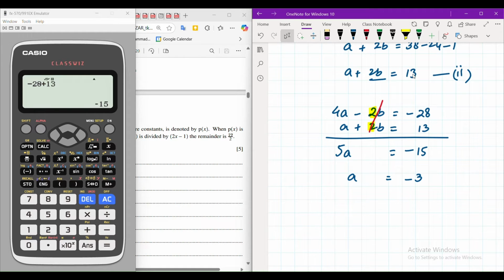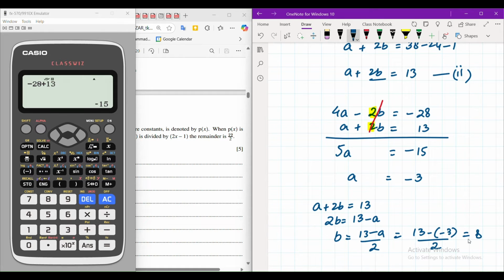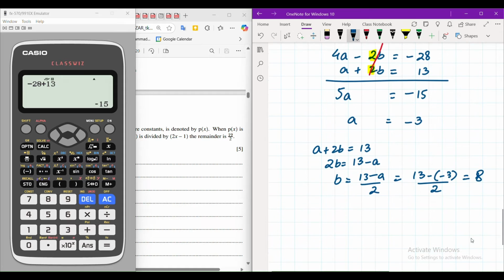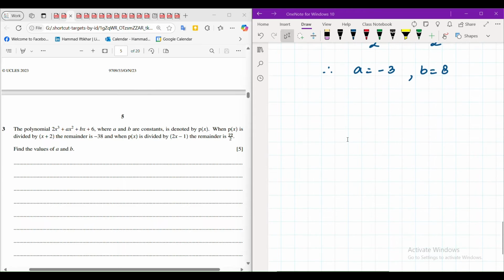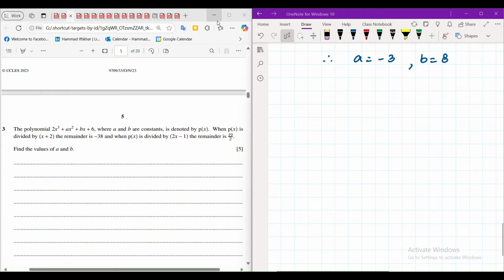We can use either one of these equations to find b now. So a plus 2b equals 13. 2b will equal 13 minus a, and b would be 13 minus a over 2. Therefore, 13 minus negative 3 over 2, 16 over 2, 8. So therefore, a is negative 3, b is 8. Okay, so now let's move on to the next question.